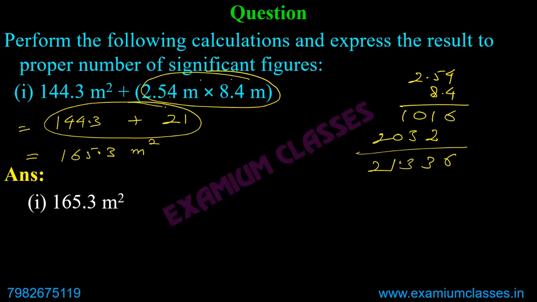Remember, in the answer it won't be as per significant figures. Only two significant figures? No. One decimal place will decide it. So the exact numbers are not considered in multiplication, division, addition, or subtraction. Yes, exact numbers are not considered.